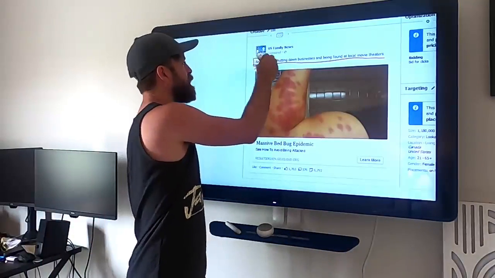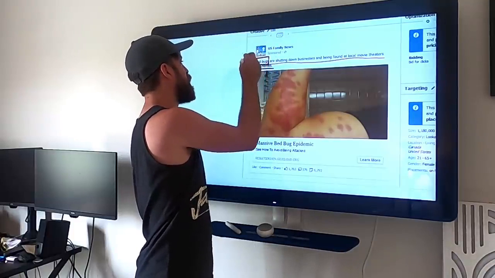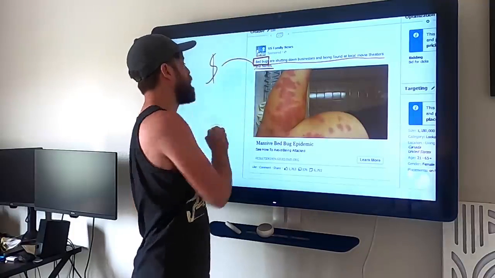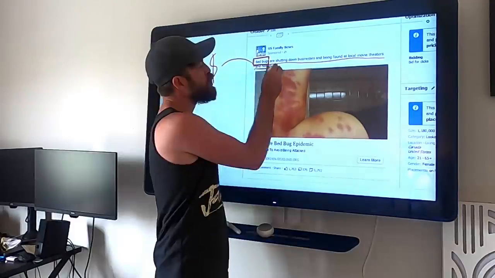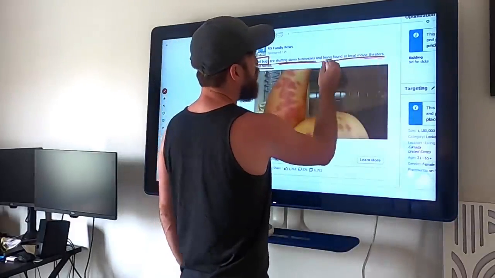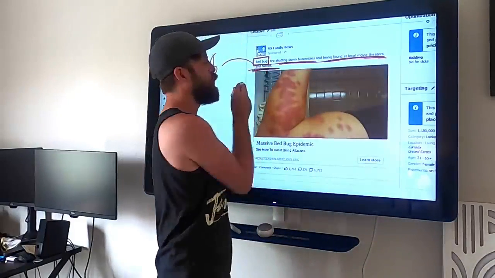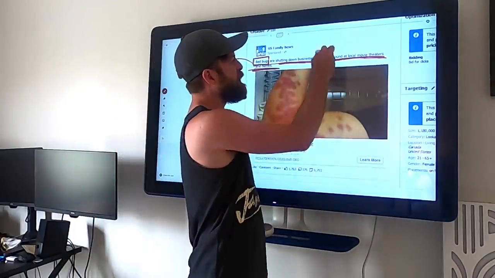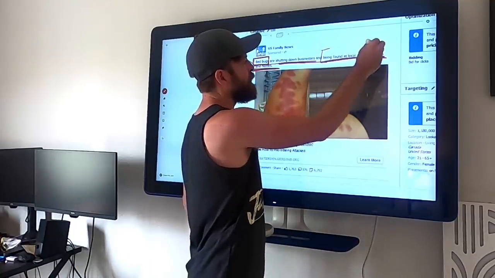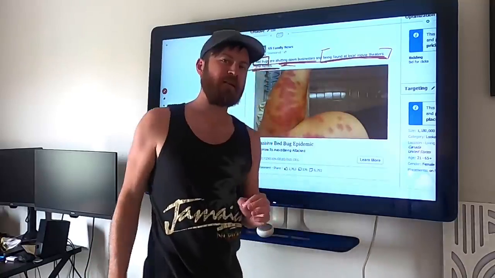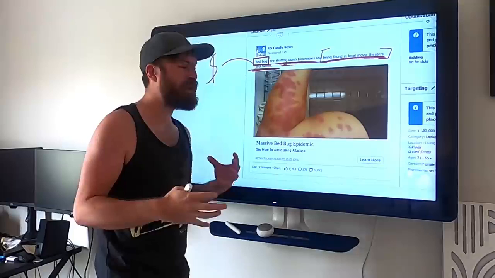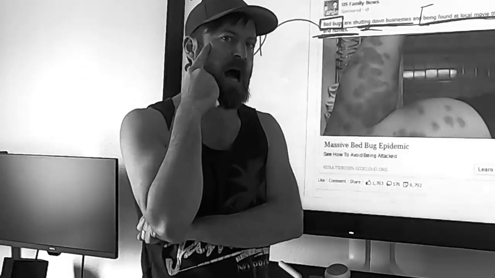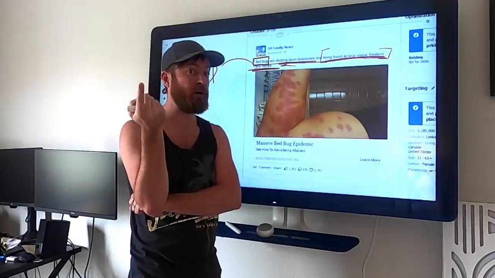So bed bugs, right? This is what I want to make the problem to be, because ultimately I'm selling a solution to this problem. Shutting down businesses and being found at local movie theaters and homes. Now, why did I say they're being found at local movie theaters and homes? The reason is that I'm trying to get people thinking, I visited a local movie theater recently. A lot of Americans go to the movie theaters.